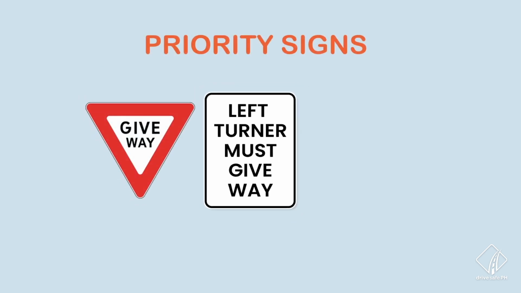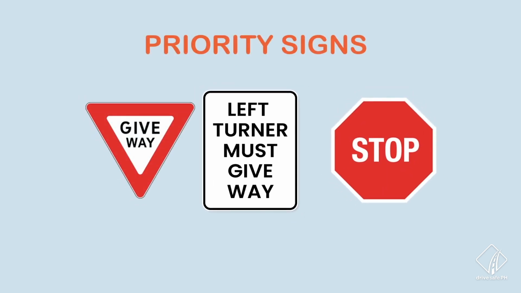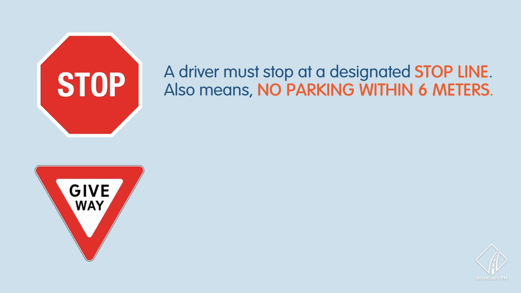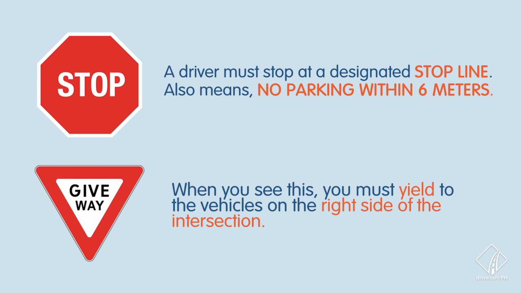Pay attention to these priority signs. Of course, there is the stop sign, which means a driver must stop at a designated stop line. It also means no parking within 6 meters. This sign is also called the give way sign. When you see this, you must yield to the vehicles on the right side of the intersection.